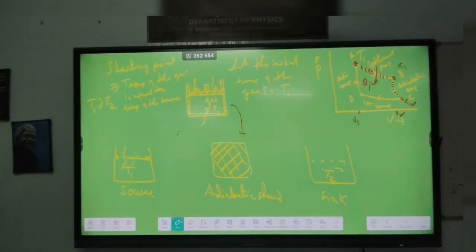Again, now you do one thing. Now you increase the weights, because I have to make compression. You increase the weights very, very slowly.